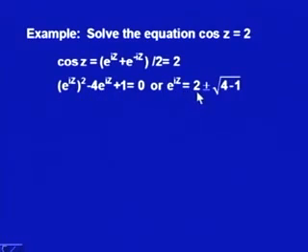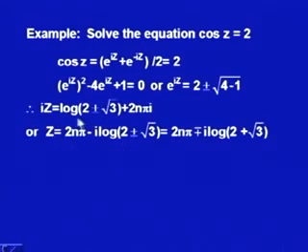So e^(iz) is equal to 2 ± √(4 - 1), which is 2 ± √3, and that means iz is equal to log(2 ± √3) + 2nπi, this is the general expression, and z is equal to 2nπ - i log(2 ± √3), or we can say it is 2nπ ∓ i log(2 + √3). So this is the general value for z which will satisfy this equation.